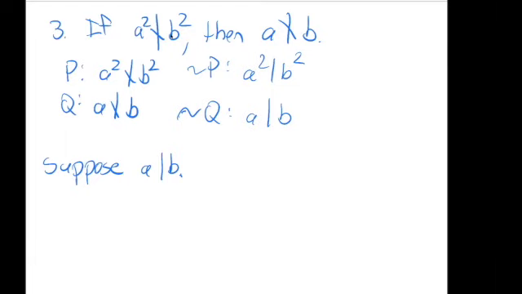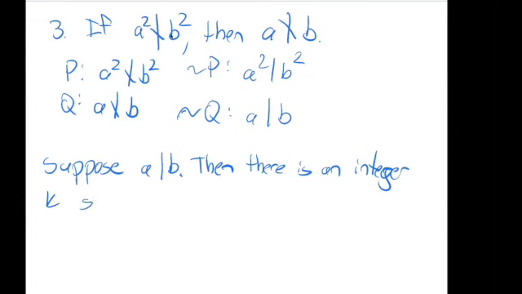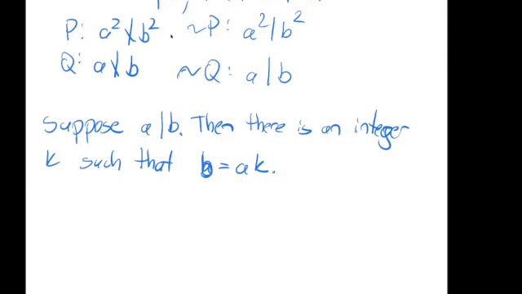Okay, but then we just had some integer k where b equals ak. Okay, then there is an integer. And then I guess we further suppose that if a squared divides b squared, then there was also some integer where b squared equals ak squared. So, if a divides b, then there's some integer so that b is equal to a times k. Great. Then if a squared divides b squared, then there was some integer where b squared equals ak squared.